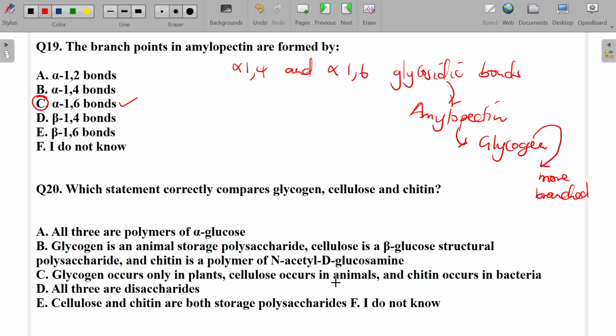So the answer, that one? B. It's B, right? It's B. Okay, it's the one which comprises all the true things. C is wrong because it says glycogen occurs only in plants. No, it occurs only in animals. Then cellulose occurs in animals. This is opposite. Cellulose occurs in plants. Chitin occurs in bacteria.